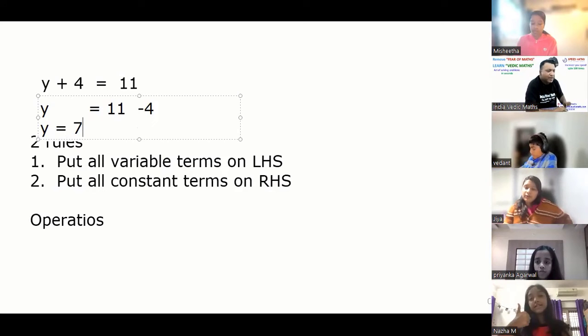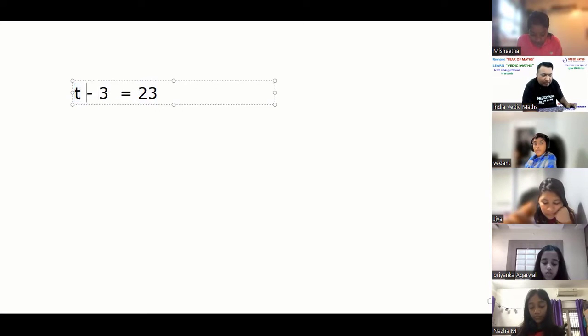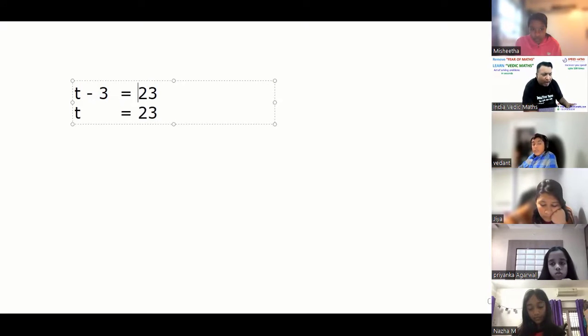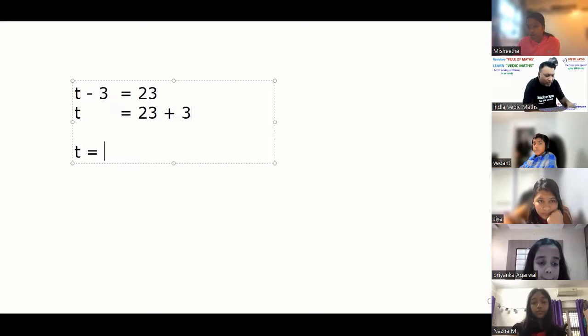Similarly, if I give another example, t minus 3 equals 23. Who will move? This is the right side, correct? This is the left side, correct? This is the variable but on the left. We should move the constant to the right side. First, we'll copy t as it is, equal to as it is, 23 as it is. Now, if this moves to the right side, -3 will become what, Priyanka? +3. So my answer is t equals 26. That's it. Right?